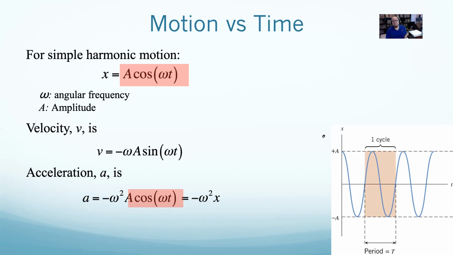Quick question for you guys. Sine of anything. Just sine of an angle. What's the largest sine of an angle can ever be?